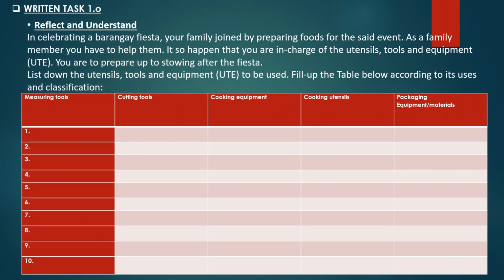For their written task, I only focused on the reliability of the outputs. For them to classify tools and equipment used in food processing, I am only referring and asking the basic tools and equipment commonly available in their kitchen.